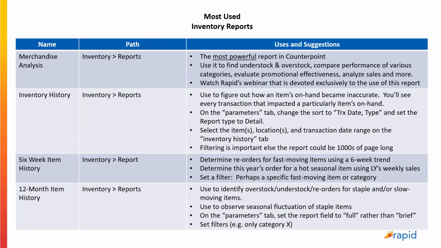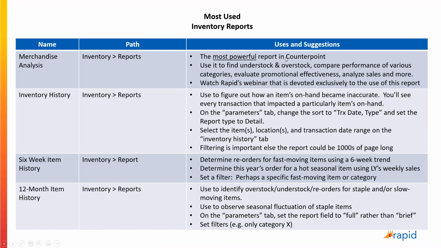So all of these would be found under the inventory button, and then reports or inventory. Well, I don't have any that I suggested here for inventory history. All of these are under inventory reports. Merchandise analysis. Andy mentioned it earlier. This is the most powerful report in Counterpoint.